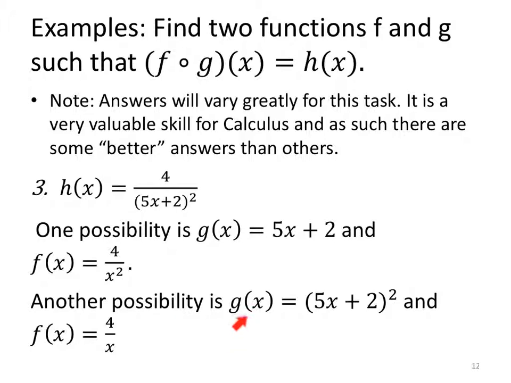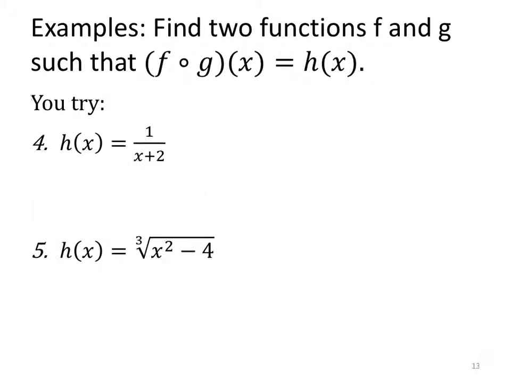Another possibility, though, is let g be the entire denominator. Let g of x be 5x plus 2 all squared. And then f, my outside function, is 4 over something, right? Our something, 5x plus 2 all squared, 4 over something. The first one is better for calculus. The second one is still completely acceptable for pre-calculus.